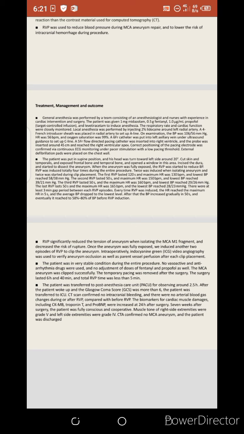The patient was given 1 mg midazolam, 0.5 gram fentanyl, 1.0 microgram per ml propofol target controlled infusion, and levetiracetam to induce anesthesia. The respiratory rate and cardiac function were closely monitored. Local anesthesia was performed by injecting 2% lidocaine around the left radial artery. A French introducer sheath was placed in the radial artery to set up a line.